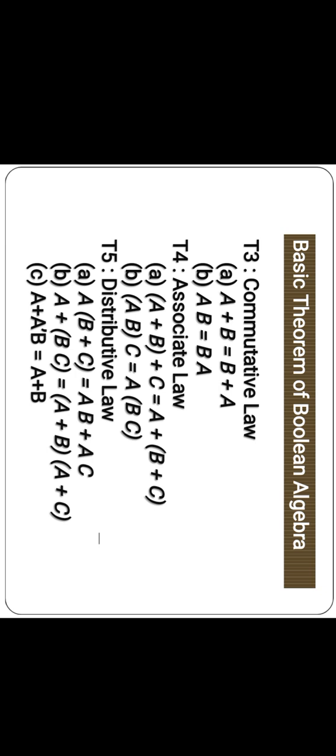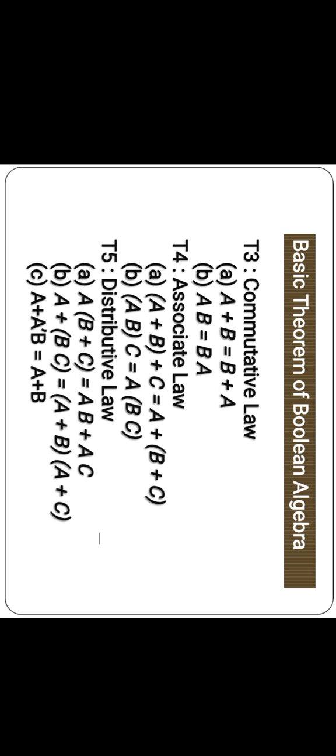Theorem 3, commutative law. First law, A plus B equal to B plus A. That is, the order in which the variables are ORed makes no difference in the output. Second law, A into B equal to B into A. The order in which the variables are ANDed makes no difference in the output.